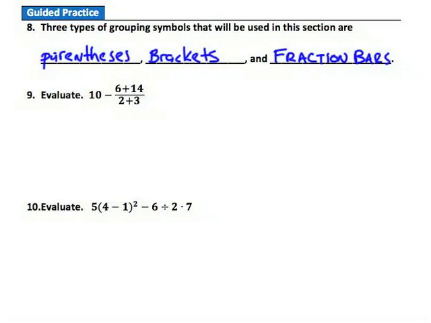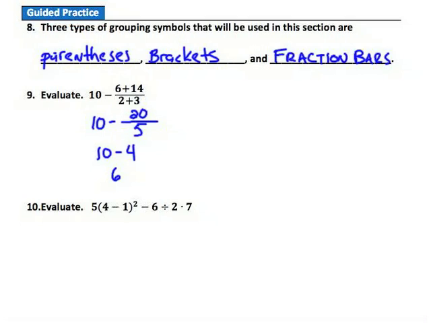Well, 6 plus 14 is 20. 2 plus 3 is 5. Now what I have left in my expression, I have subtraction and I also have division. Remember, division comes first. So I'm going to do 20 divided by 5. That's going to give me an answer of 4. And finally, 10 minus 4 will give me a final answer of 6.